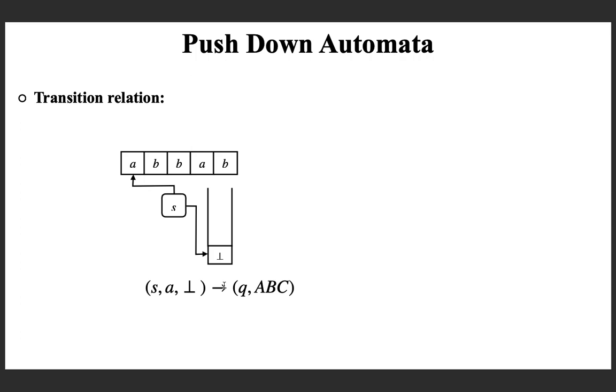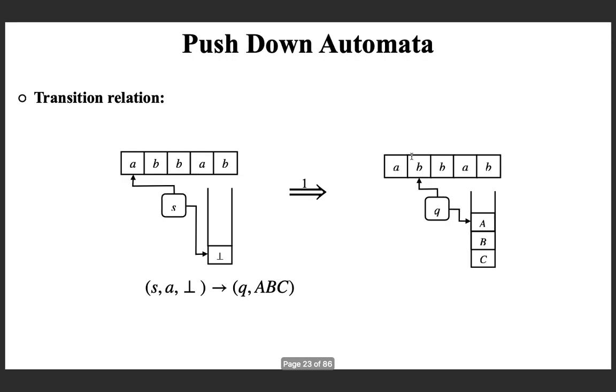Now if you apply this move or step from this configuration, you get this. Input is read, so the read head is positioned to the next symbol, state is changed to Q, and the top of stack symbol is replaced with capital ABC. So formally, the transition relation is a finite subset of finitely many relations of this kind. From the current state, for an input symbol, when you have a particular symbol on top of stack, what is the next state? And what is the string of stack symbols going to replace the top of stack symbol?